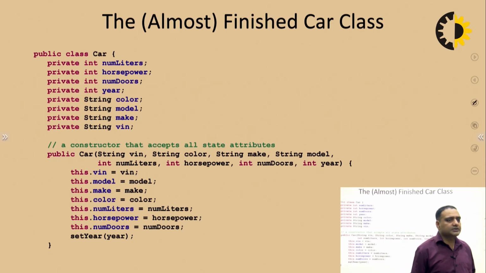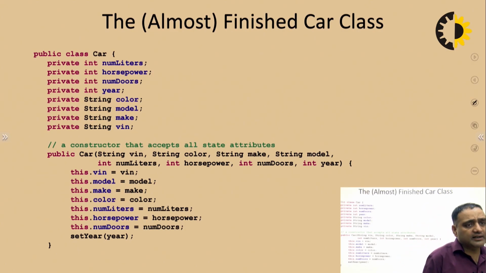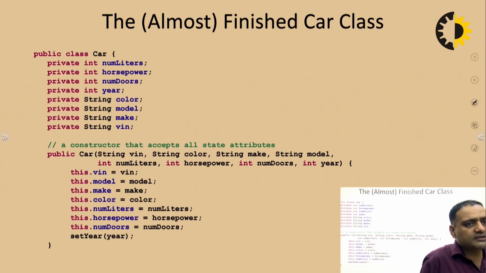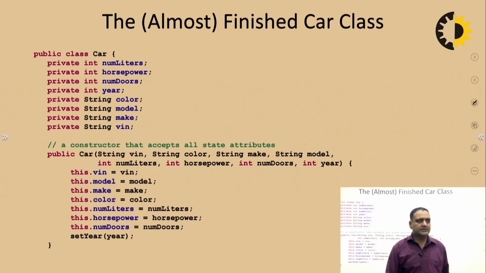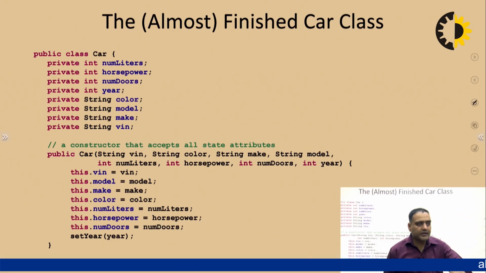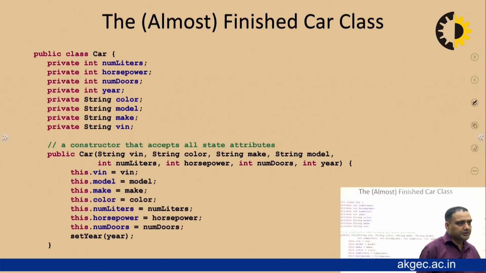A constructor that accepts all state attributes: public Car, String VIN, String color, String make, String model, int num doors. Here we are using Car as a constructor, and this constructor has a set of parameters. All the parameters must be used when we are declaring the object that belongs to the car class, and we can initialize the particular object through the parameterized constructor. One by one, all the parameters must be assigned to the private data members.